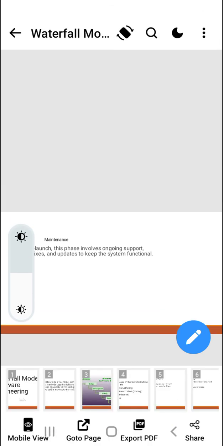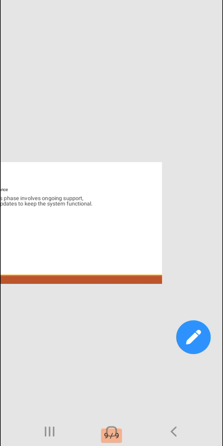Last one is the maintenance phase. After testing is done, it moves to the post launch phase, which involves ongoing support and updates to keep the system functional. The last is the deployment phase. In the deployment phase, we will deliver the product to the customers. That is called the waterfall model.